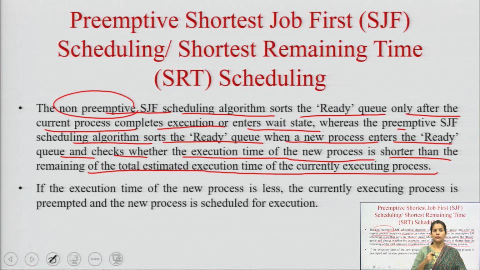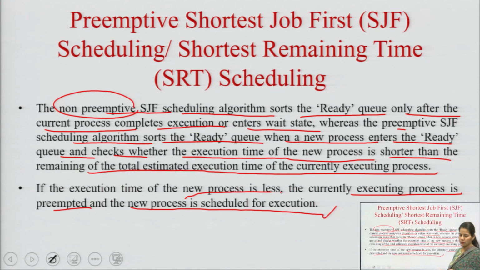Then the new task is given the chance prior to the already executing task. Why? Because the execution time of the newly entered task is smaller than the remaining execution time of the ongoing task. So, this is how the task which has the shortest execution time is given the priority in this type of scheduling. If the execution time of the new process is less, the currently executing process is preempted and the new process is scheduled for execution. This is what is happening.